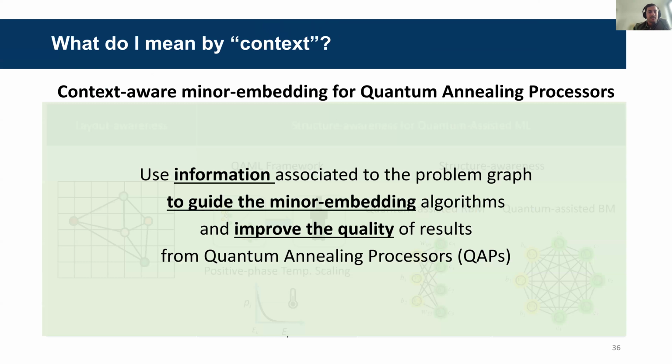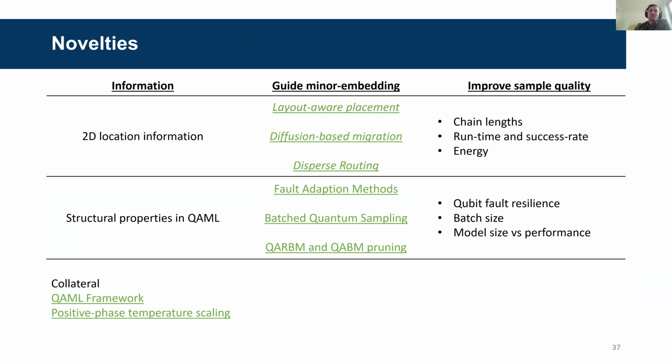Kind of bringing back to what I meant by context awareness is the use of information associated to the problem graph to guide the minor embedding and improve the quality of results from quantum processors. And through this presentation, I touched on different novelties from our work related to types of information, to the layout, quantum-assisted machine learning, and all this. And there's also novelty in the collateral, or just the things that we had to build to make things work.